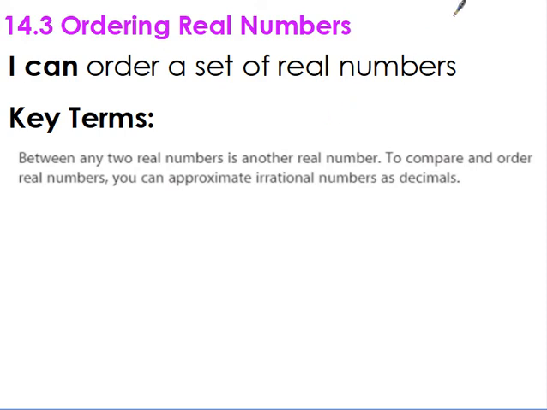So let's get it. What we're going to do is order numbers that are written in a bunch of different forms, and put them in order from least to greatest. We're going to compare them. The best way to do this is to make them all look the same, so we're going to convert everything to decimals.